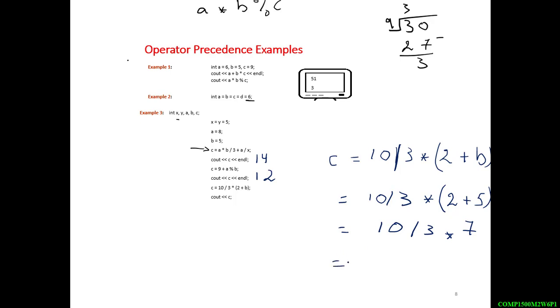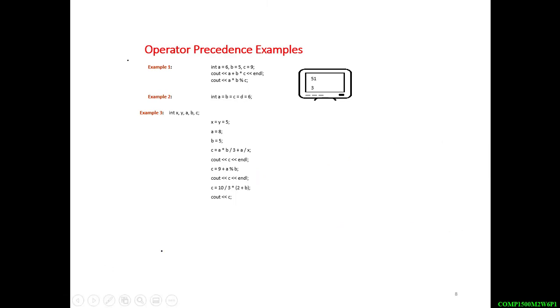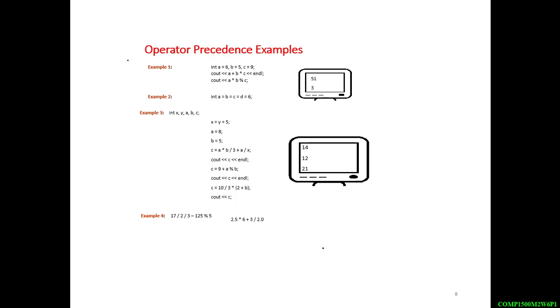So example number 4. Example number 4, we have 17 over 2 over 3 minus 125 modulus 5. So it will be this part first, then this part, then we do the subtraction between them. So 17 by 2 is 8, and 8 by 3 is 2, minus 125 modulus 5 is 0. Okay, so it will give us 0 for the answer.